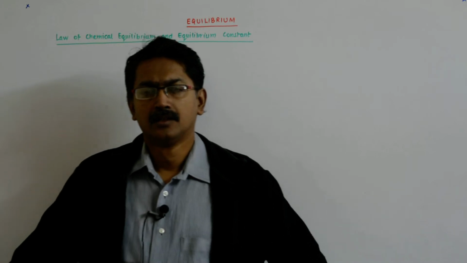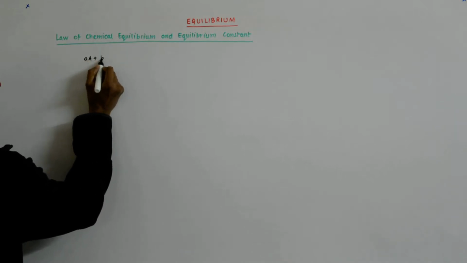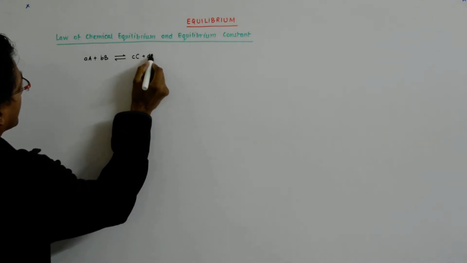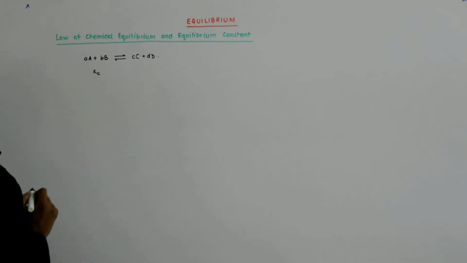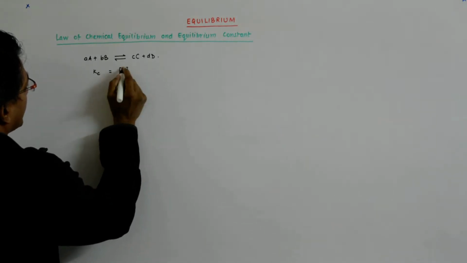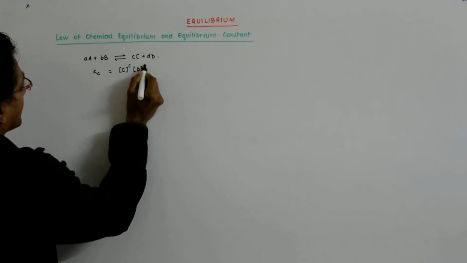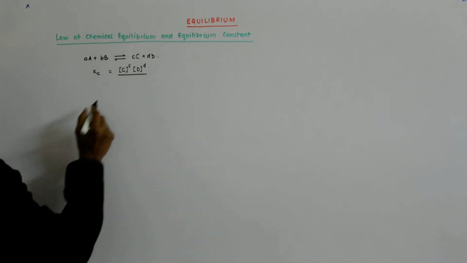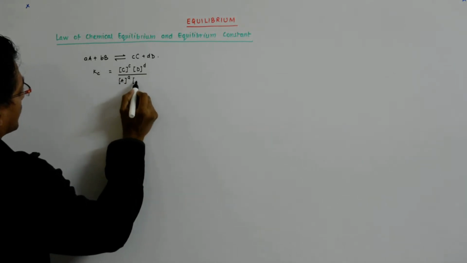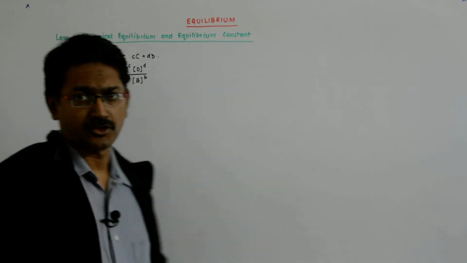So we had seen that for a reaction like this, the equilibrium constant Kc is given by the concentration of C raised to the power of its stoichiometric constant, times the concentration of D raised to the power of its own stoichiometric constant, divided by the product of the concentrations of reactants raised to their individual stoichiometric constants. Fine.